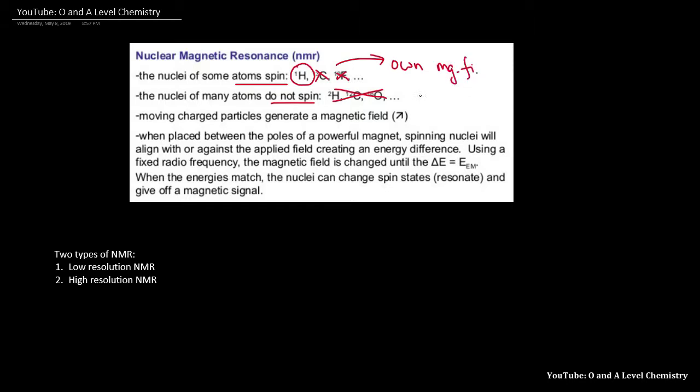So what happens is, if you expose this guy to an external magnetic field, and then you give it some energy, which is radio frequency energy, and if you keep on increasing the magnetic field strength, at some point the nucleus is going to flip. If it was opposing you, it's going to align with the external magnetic field you have given.